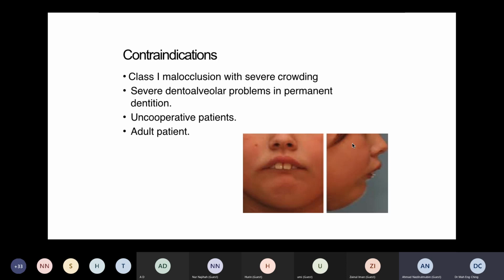The last one is adult patients. We all know the adult patient is not growing. That's why a functional appliance cannot work for adult patients. Myofunctionals only work if the patient is still growing. That's the first principle. If the patient stops growing, the best option is orthodontic surgery because you cannot grow the jaw anymore. Jaw modification only works if the patient is still growing.